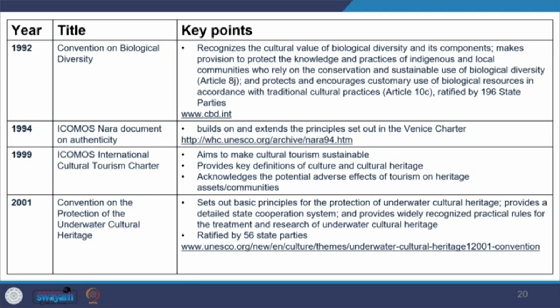The convention recognizes the cultural value of biological diversity and its components, and it also makes provision to protect the knowledge and practices of indigenous and local communities, especially people who rely on the conservation and sustainable use of biological diversity. It also intends to protect and encourage customary use of biological resources in accordance with traditional cultural practices. So it protects that. It has been ratified by 196 state parties, and India is also signatory to this.